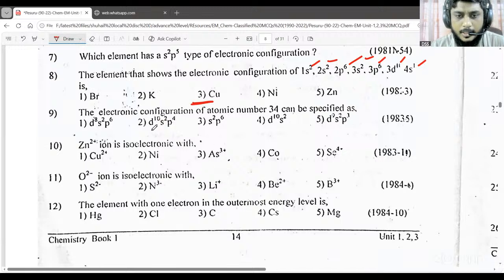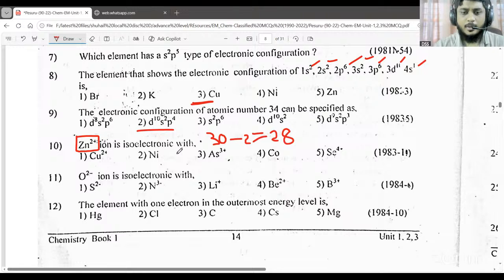So D10 S2P4 is the correct answer that we can accept. The other one: Zn2+ is isoelectronic with. What do you mean by Zn2+? Zinc is losing 2 electrons. From the periodic table, zinc is 30. So if it loses 2 electrons, 30 minus 2, it should have only 28 electrons.